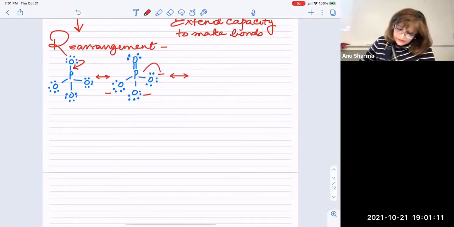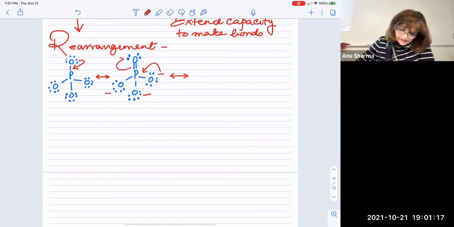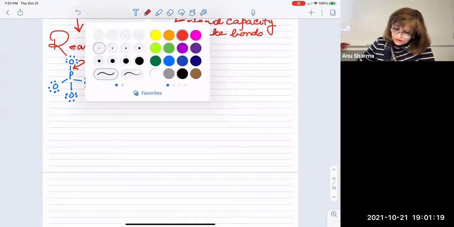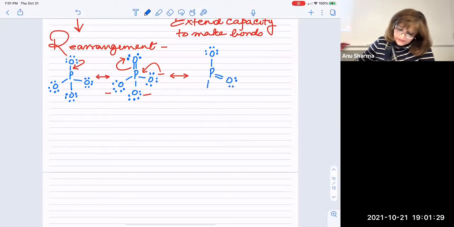My turn to make bonds. So the lone pair lends the charge here and this bond breaks, and we have a structure which looks like this. So phosphorus, oxygen. You see how the double bond is basically now rotating. Now this one gets to keep the double bond, and the other two are waiting for their turns. So they all take turns to hold a charge and to make the bond.